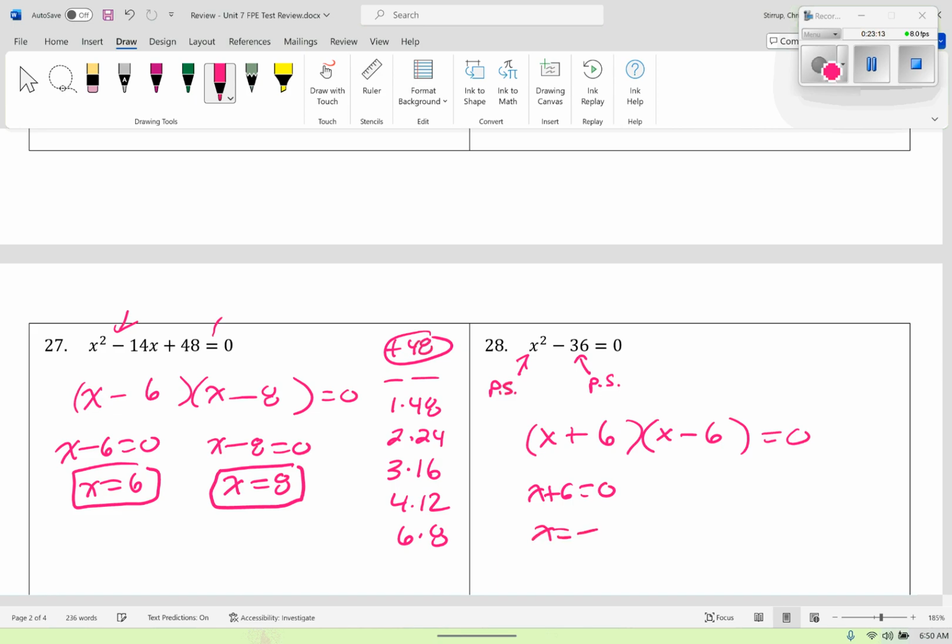Subtract 6 from both sides. And this one, we're going to set it equal to 0. We're going to add 6 to both sides. So we get positive 6 and negative 6 for an answer.